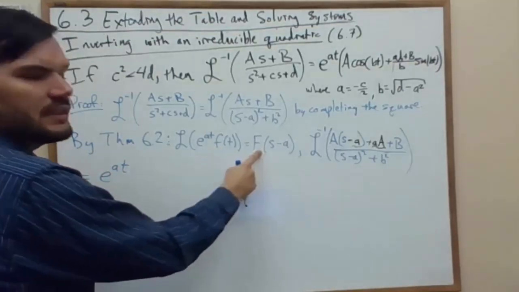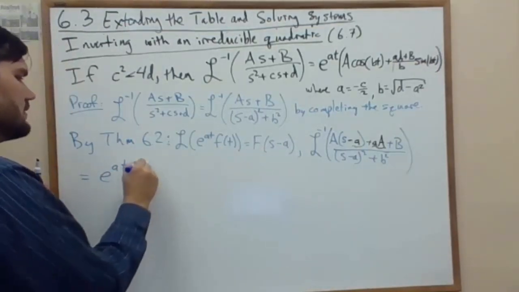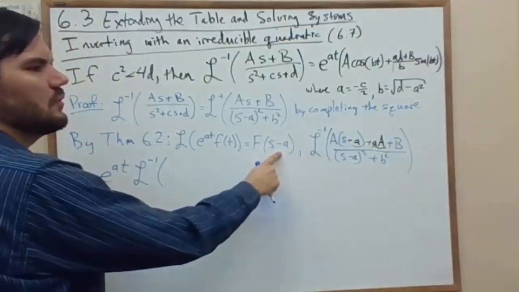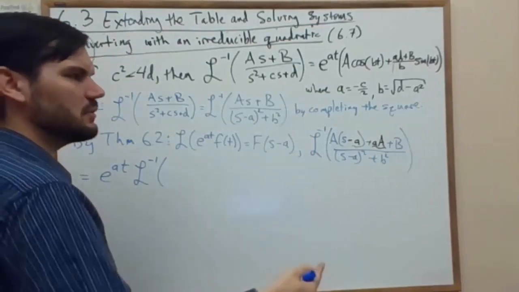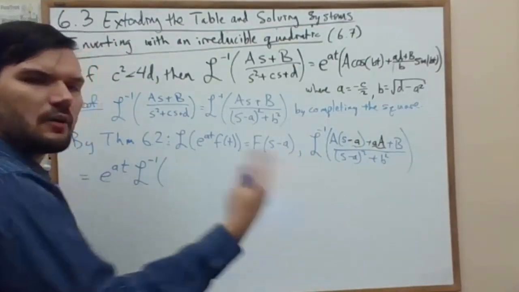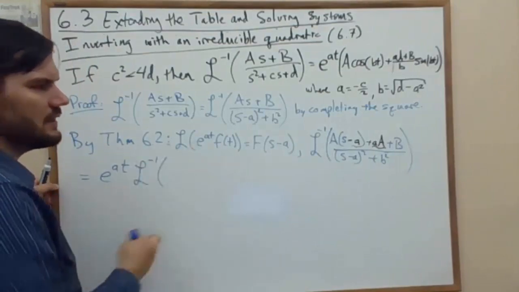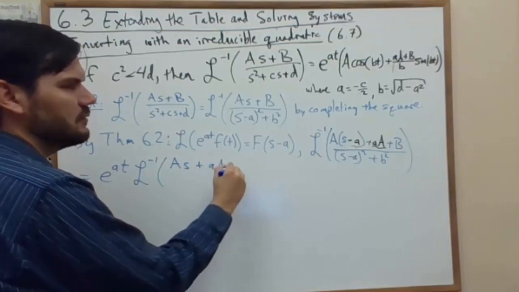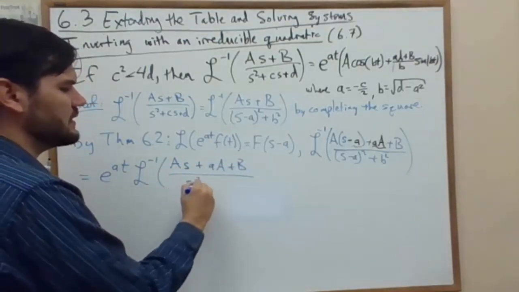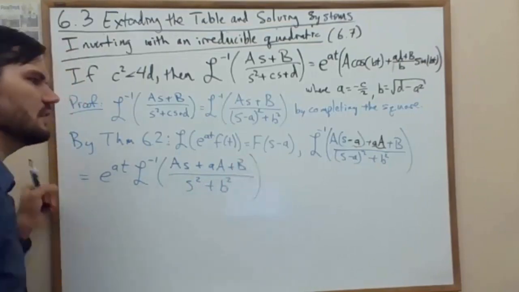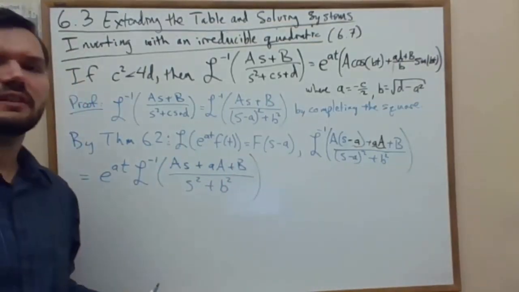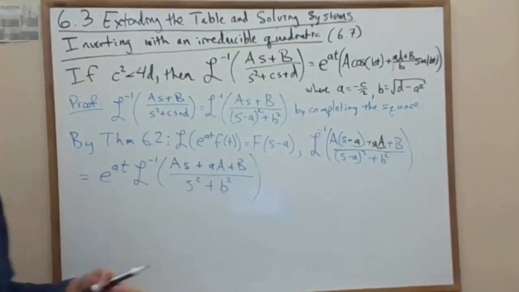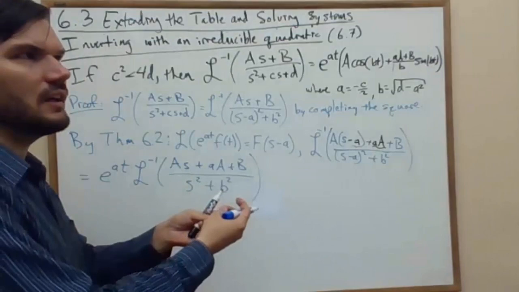Now, what is f related to a big F? Well, that is the inverse of this function unshifted. So what once was f of s minus a now becomes f of s. So we get an a times s plus a little a big A plus b, all divided by s squared plus b squared. So this theorem, 6.2, is a property to unshift an irreducible quadratic. Turn it back into the pure oscillations.